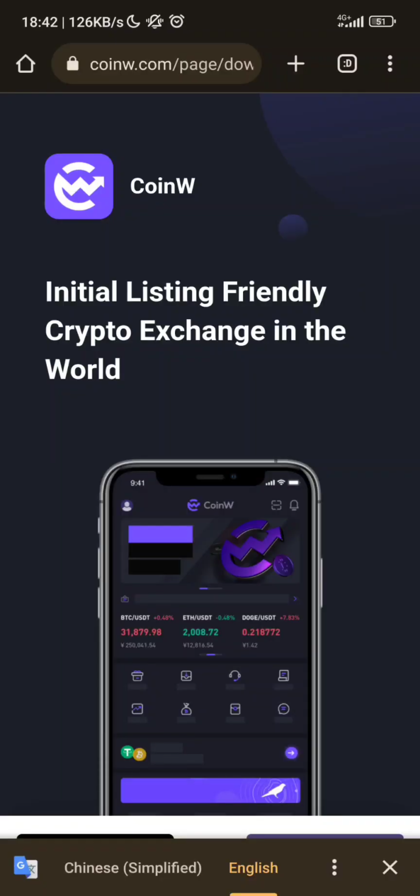Trust you're doing well. Alright, so quickly I want to give us an overview of the CoinW exchange. I am Michael, I'm a digital marketer with the CoinW exchange, and our purpose is to onboard futures traders.